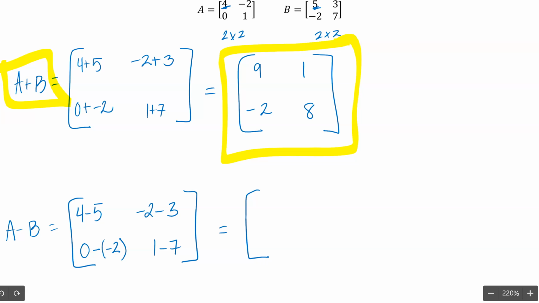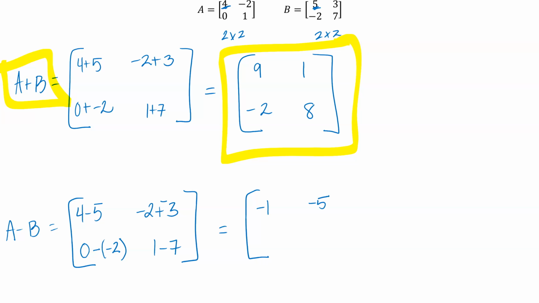4 minus 5 gives us negative 1. Negative 2 minus 3 is minus, or adding the opposite. So we're actually adding negative 3. So we have two negative numbers, we get negative 5.